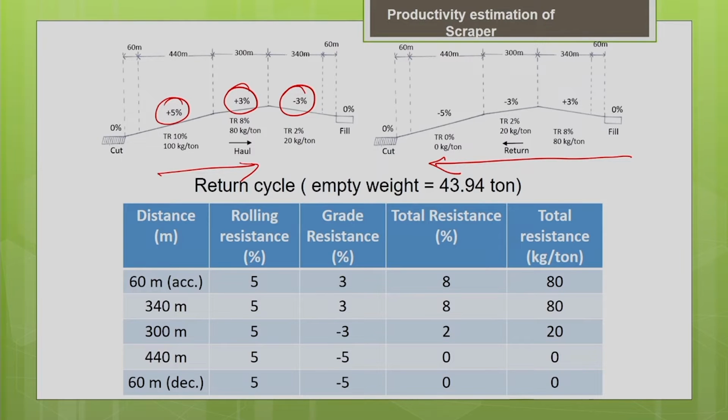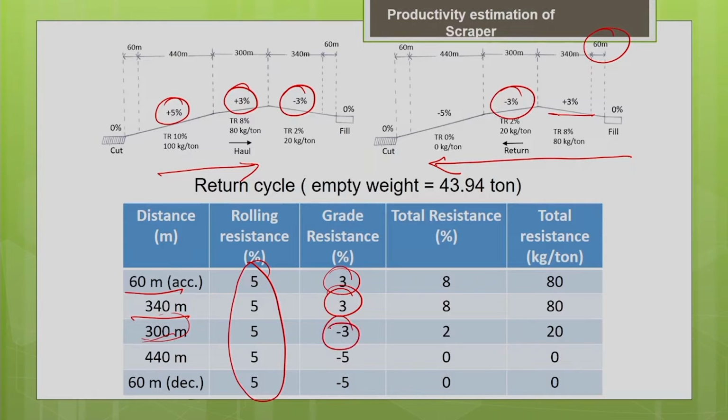So, now let us see the first 60 meter. Here, you can see the gradient is plus 3%. As I mentioned earlier, the rolling resistance is going to be the same for the entire haul route. For the next 340, obviously it is the same, plus 3%. Now for the next 300 meter, you can see it is now down the slope, so it is minus 3%.